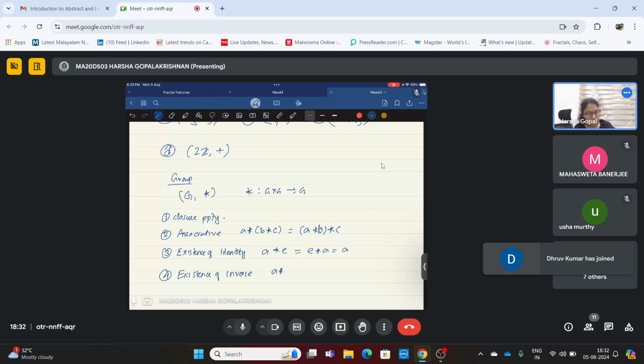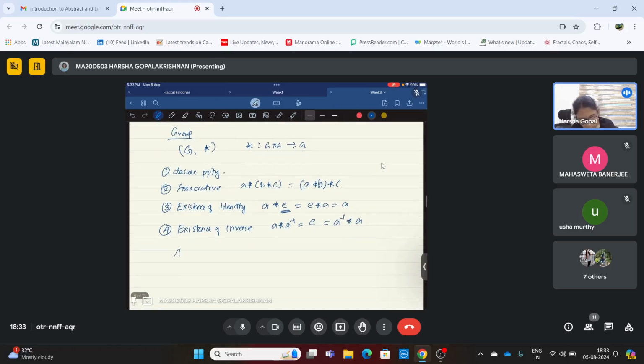That means there should exist an inverse of A such that if I do the star operation on A and A inverse, I should get the identity. What is the identity? This identity is already defined here. So I should get the same identity, and it should be equal to A inverse star A. So if G with star satisfies all these properties, then we call it a group.